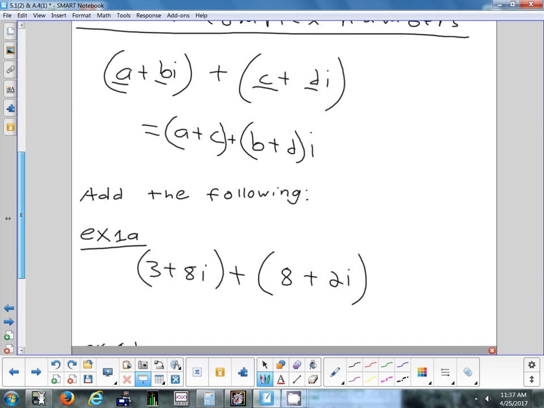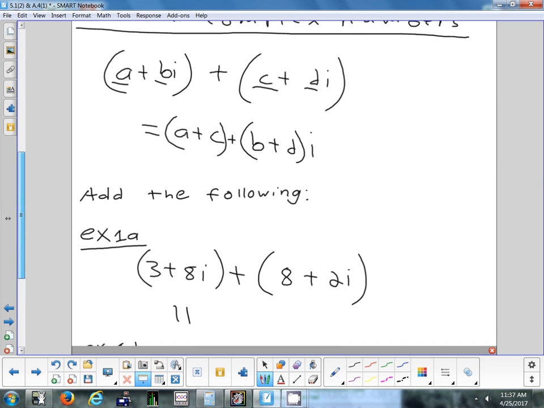Okay, so let's add these up. So we've got 3 plus 8i, that's my first complex number. 8 plus 2i, that's my second one. And I'm going to add them. So Becky, what's the real part in the first set of parentheses? 3. And Jamel, what's the real part in the second set? 8. So we just add 3 and 8. The real part in the final answer is 11. Any questions on that?